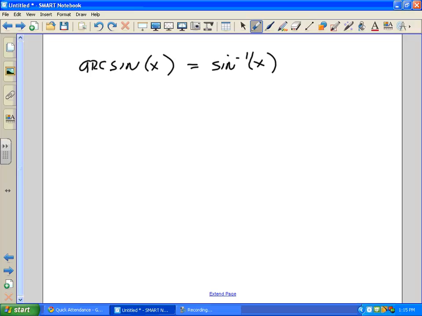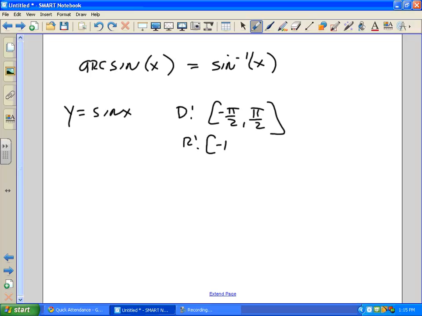So when I look at this, if you look at the sine function, to put it all together, the domain of the sine function was negative pi over 2 to pi over 2, and the range was negative 1 to 1.